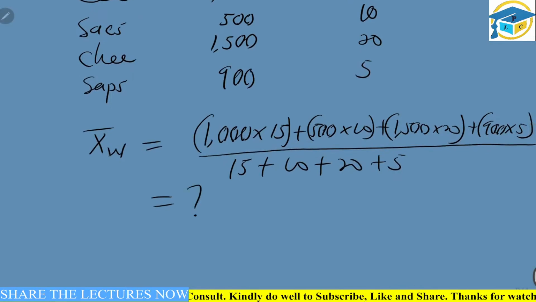So to work it out, key this on your calculator, sum them up, and then do the same thing here. I know 15 plus 10 is 25, plus 20 is 45, plus 5 is 50. So the denominator is 50. So whatever you're going to get becomes your weighted mean. Let me see in the comment section what the answer to this particular question is. So this is how we also calculate the weighted mean.